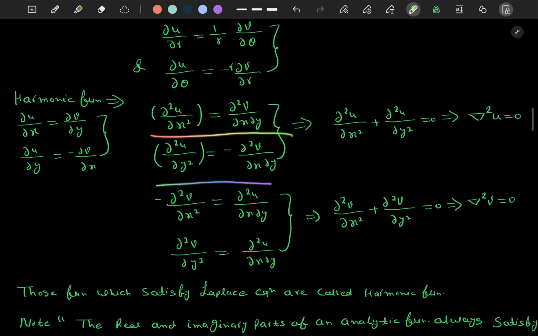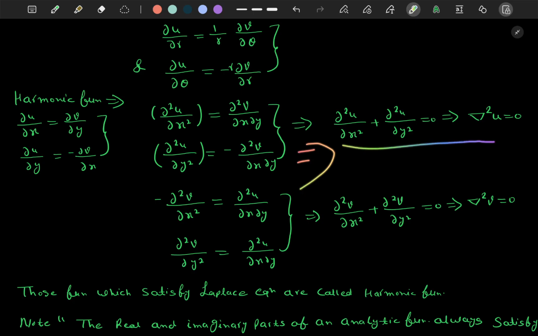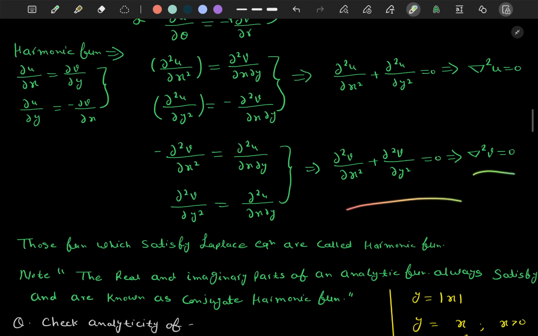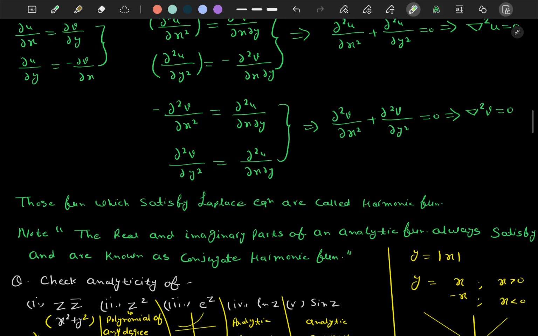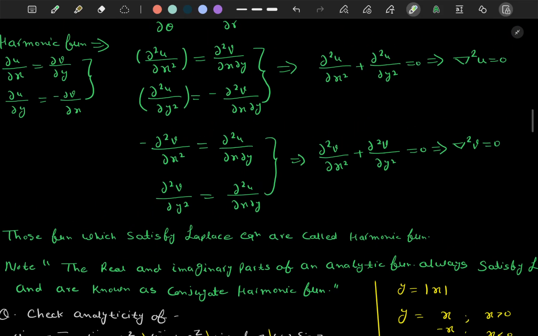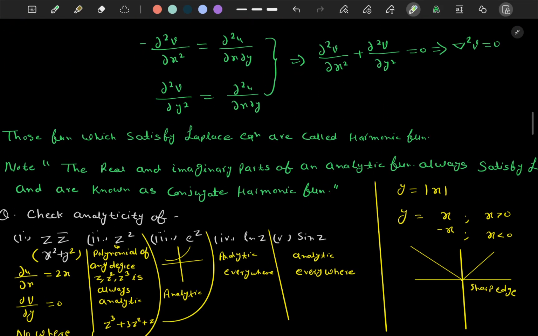So if we double differentiate this equation, we will get this. So you are led to the Laplace equation, del 2 u equal to 0. Similarly with v, del 2 v equal to 0. So you can say those functions which are satisfying the Laplace equation are called harmonic functions, and harmonic functions will be derivable also.